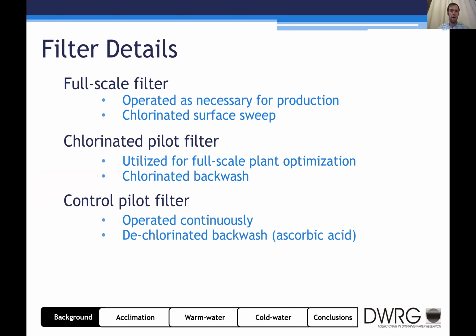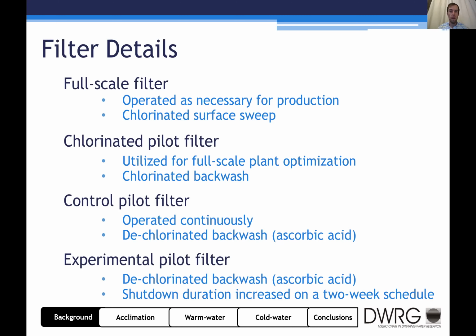The control pilot filter was operated continuously, and it had a dechlorinated backwash. All backwash water was dechlorinated with ascorbic acid or vitamin C and measured to be 0 milligrams per liter before backwash. The experimental pilot filter also received dechlorinated backwash to mimic the control filter, and the shutdown duration increased on a 2-week schedule. So it would be 2 hours for 2 weeks, and then 4 hours for 2 weeks, etc., throughout the different trial conditions.